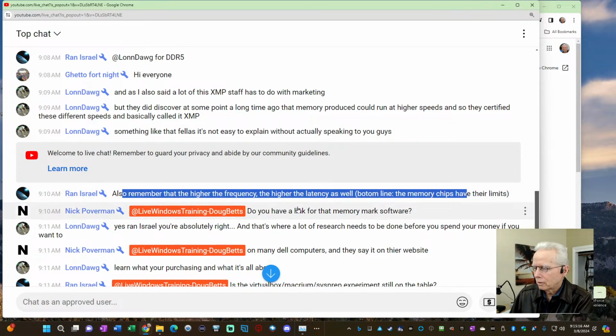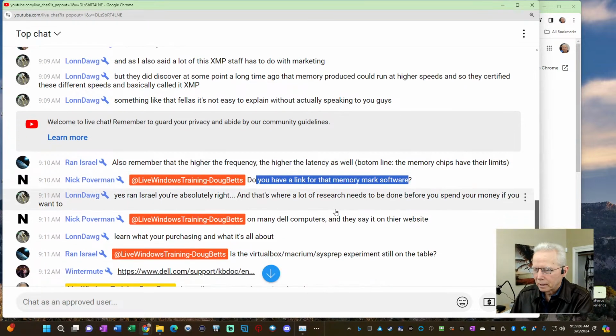Higher frequency, higher latency as well. Oh, you're throwing something else into it? Are you kidding me? Bottom line, the memory chips have their limits. I have my limits.